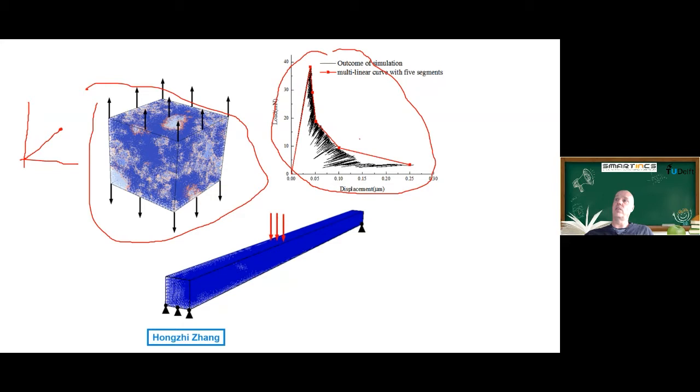And then this relation we implement in each of the beams here. So this cube was actually 50 microns that we tested. And all the elements here are 50 microns long. So we give all these elements this behavior. So with the red dots, a multilinear curve with 5 segments that we use as input. So now our elements are not locally brittle anymore, but all the elements follow this softening regime.